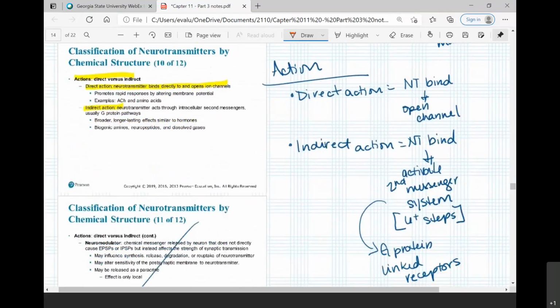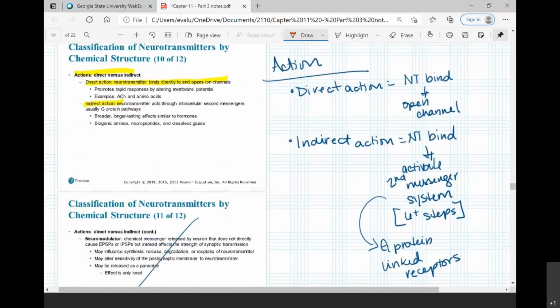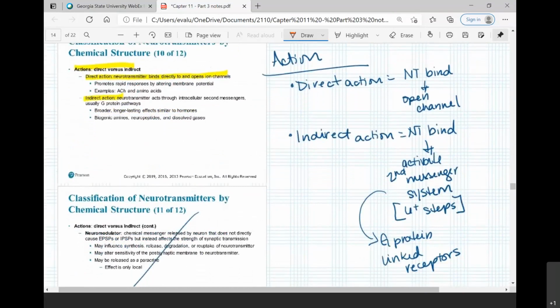There's a direct and an indirect action. The direct action is basically the neurotransmitter opening and closing the ion channel directly at that postsynaptic membrane. It's all happening right there. Everything we've talked about so far in this chapter is direct. Indirect, we have not talked about yet. Indirect is basically where the neurotransmitter is going to bind, but it is not causing either an EPSP or an IPSP. It's causing some other communication to happen.